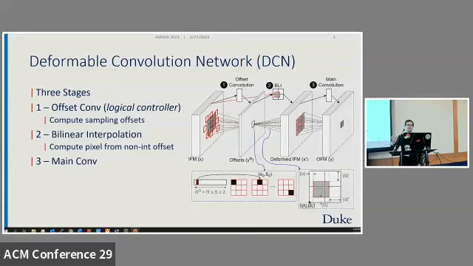And then because these offsets are not integers, they're actually floating point, we need to perform some kind of processing on the input to generate a deformed feature map. This is where we introduce bilinear interpolation. And the bilinear interpolation essentially takes 4 neighboring pixels and does a weighted average of them.